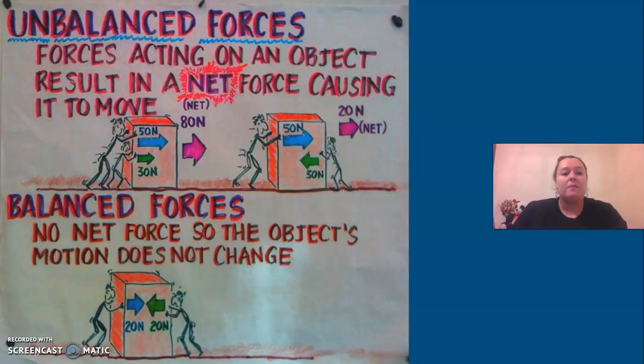So if you think about this box, for example, you have two people pushing on the box. You have this bigger person who's stronger.